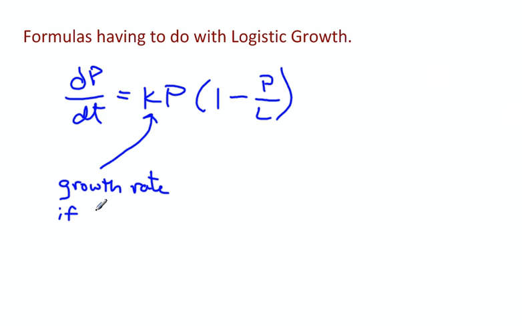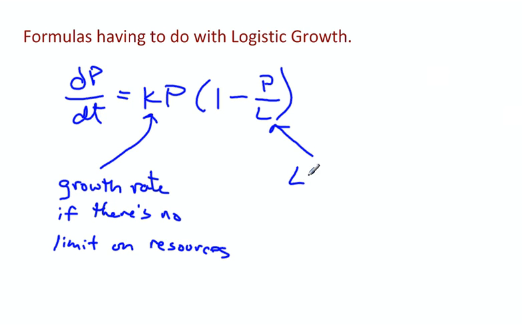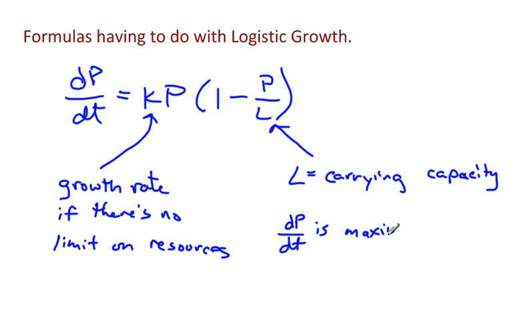If there's no limit on resources. L is our carrying capacity. So L equals carrying capacity. And then we should know that dp dt is maximized at L over 2, which is to say that it is growing the fastest when we're halfway to the carrying capacity.